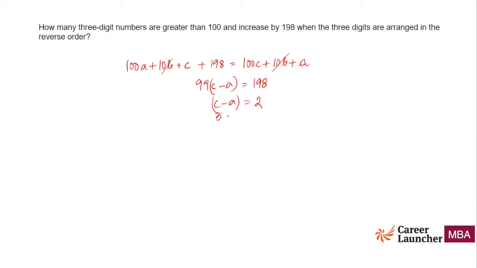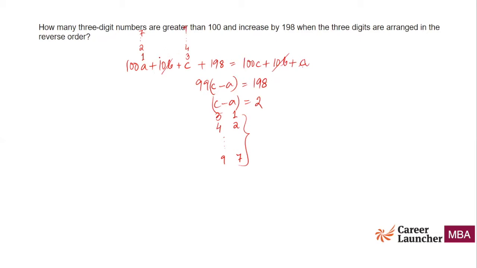Now, C can take 3, A can take 1, C can take 4, A can take 2, right? The difference of the digits should be 2. This will continue until we can have a 9 here and 7 here. So the values of A can be 1 to 7. So it can take values from 1, 2, and up to 7. And accordingly, C will take those specific values, 3, 4, up to 9.